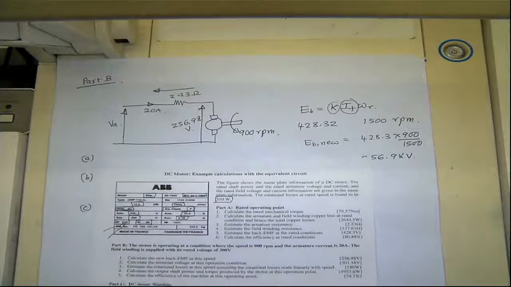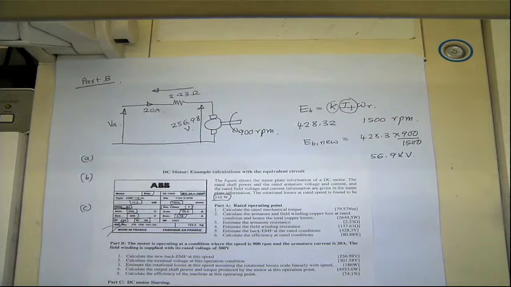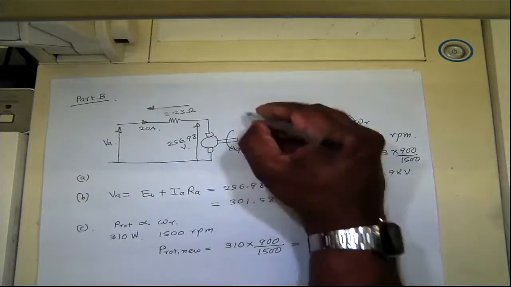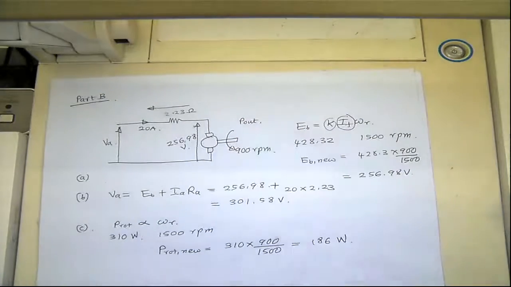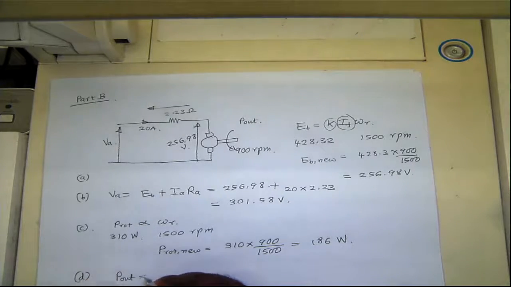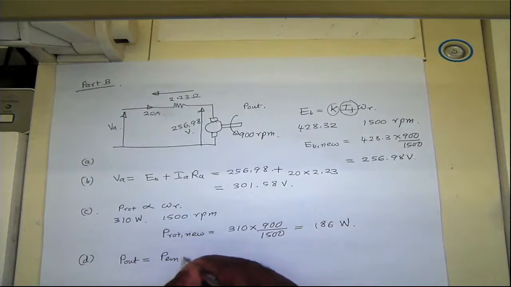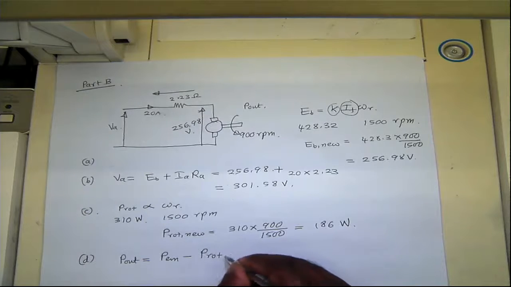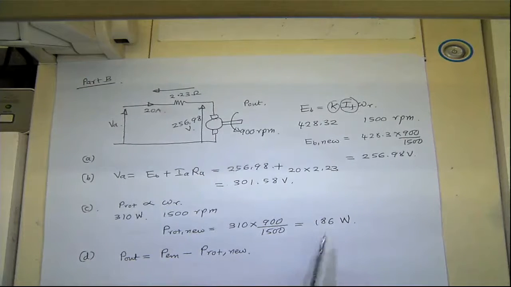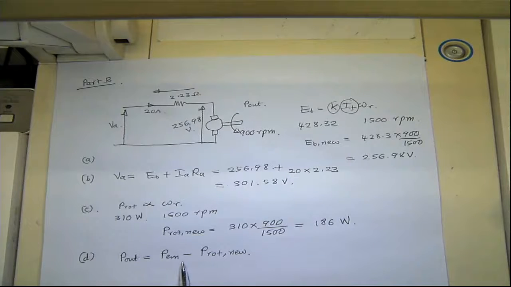And then fourth part, calculate the output shaft power and torque produced by the motor at this operating point. So we have the rotational losses. So P out, that's the output power, is the electromechanical power developed by the motor, PEM, minus the new rotational losses. So we know this value, that's this one we estimated. So we had to figure out the electromechanical power developed by the motor.